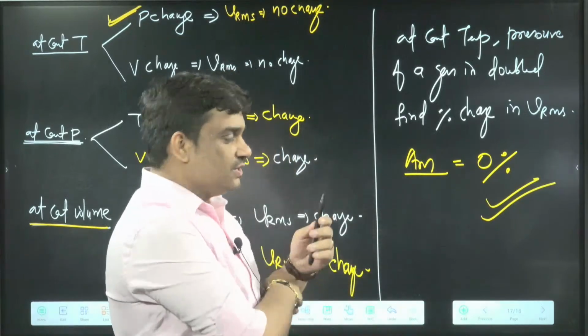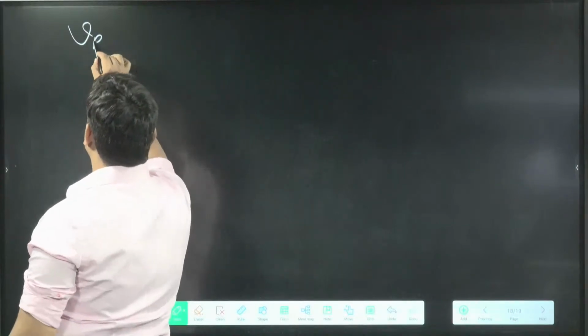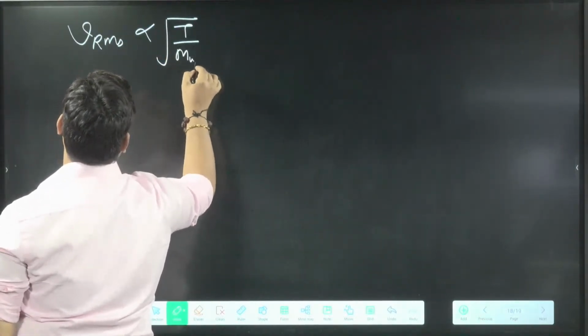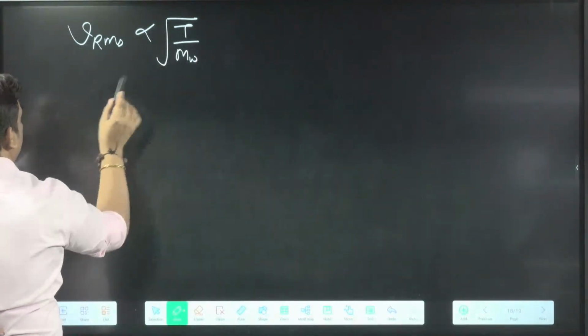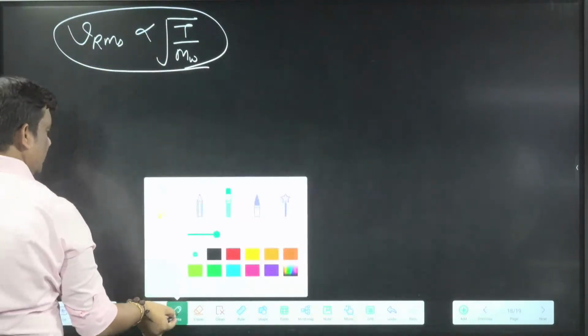Ready? So I can say now in this one that VRMS is proportional to root of T by MW. For a gas, MW will be constant. So your VRMS is proportional to root T, also we can see, right?